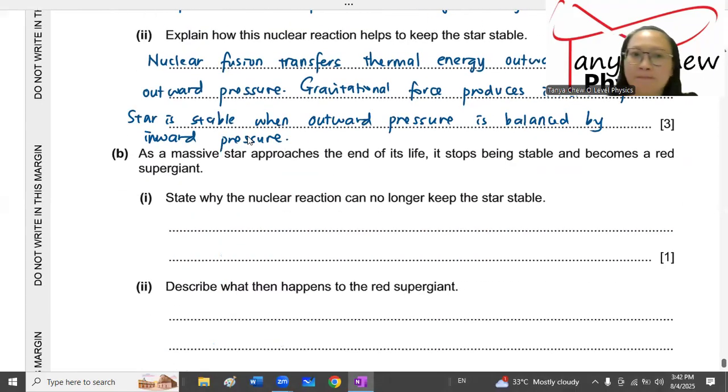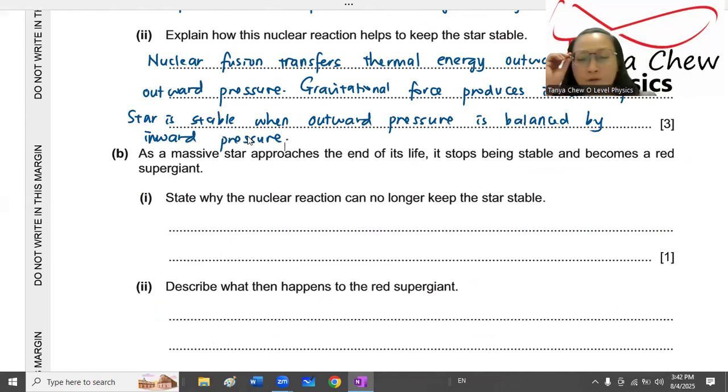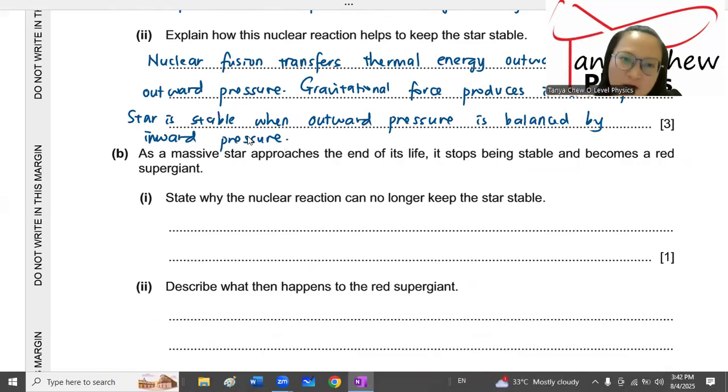B, as a massive star approaches the end of its life, going to die soon, it stops being stable and becomes a red supergiant. First part, state why the nuclear reaction can no longer keep the star stable. First of all, it's because the star runs out of hydrogen. When it is approaching the end of its life, there is no more hydrogen to carry out the process of fusion. So that is why the outward pressure cannot balance the inward pressure. So the only pressure that acts on the star is the inward pressure due to the gravitational force, because this is a massive star. So large amount of gravitational force trying to pull the star inwards, right?